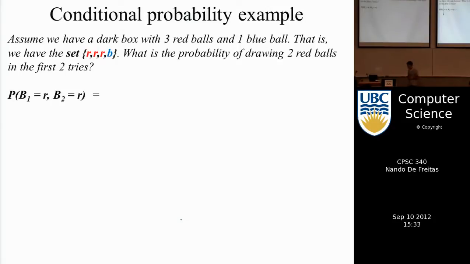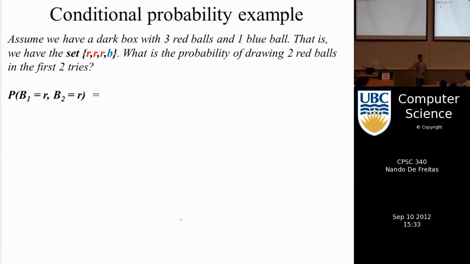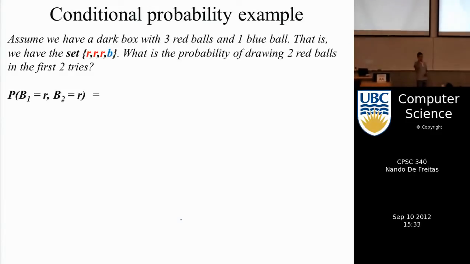Okay, so let's now look at another example. Suppose that I have a box that is sort of like a magic box, a dark box, and there's 3 red balls inside and there's a blue ball, and all you do is you put your hand through a hole and you pick a ball and then you check its color. Now let's assume that you do this once, you observe the color of a ball, put it aside, and then put your hand inside and take another ball and observe its color. What's the probability that the 2 balls that you observe will both be red? How would we answer that question?